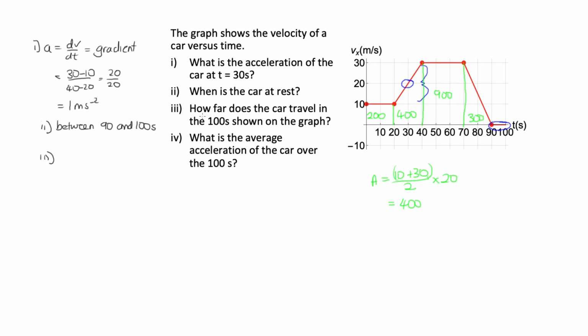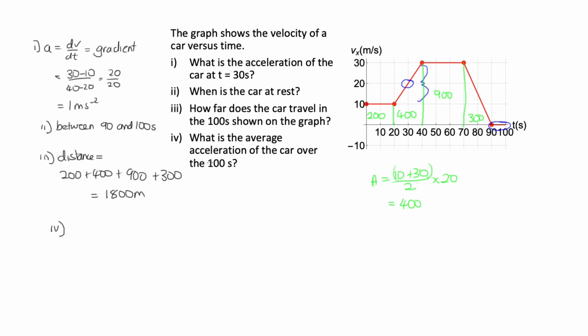So to calculate the total distance that it's traveled, we'll just want to add these together. So this is equal to 200 plus 400 plus 900 plus 300, which is equal to 200 plus 400 gives us 600, plus the 900 gives us 1,500, plus the 300 gives us 1,800 meters, or 1.8 kilometers.